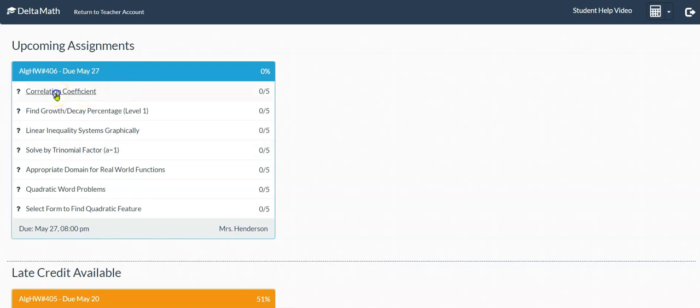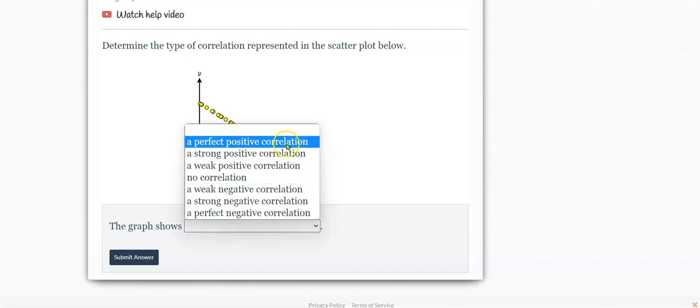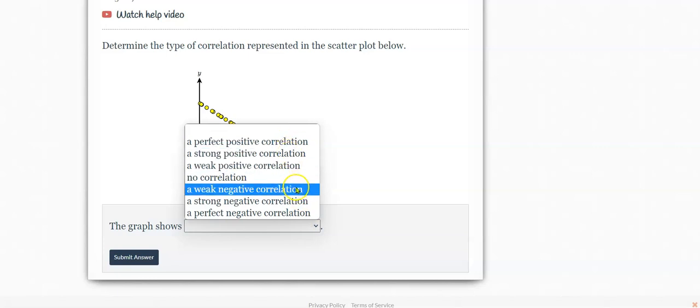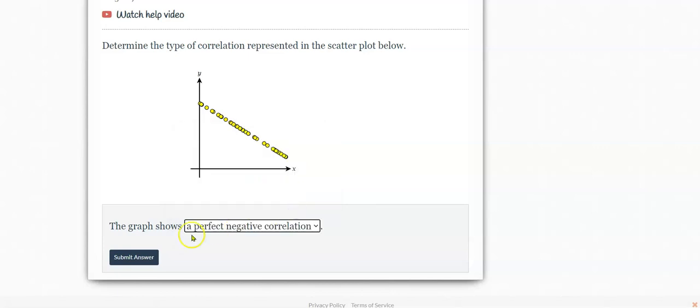Correlation coefficients. Look at the trend of the pattern, then look to see if the scatter plot is a completely linear pattern. Select from the drop-down menu that this is a negative correlation, so it's one of these bottom three, and the fact that they all lie on the same straight line makes it perfect. A perfect negative correlation.